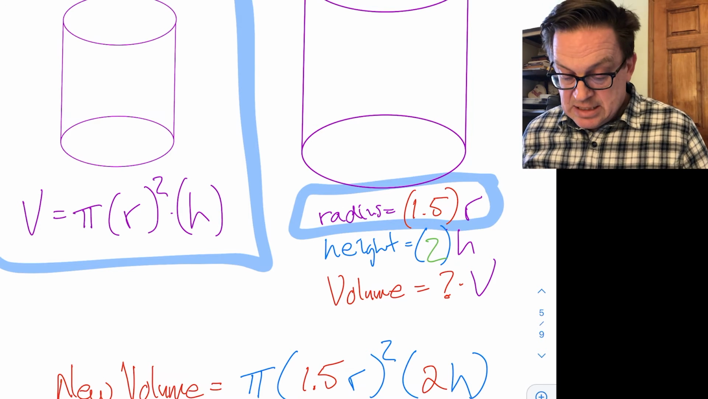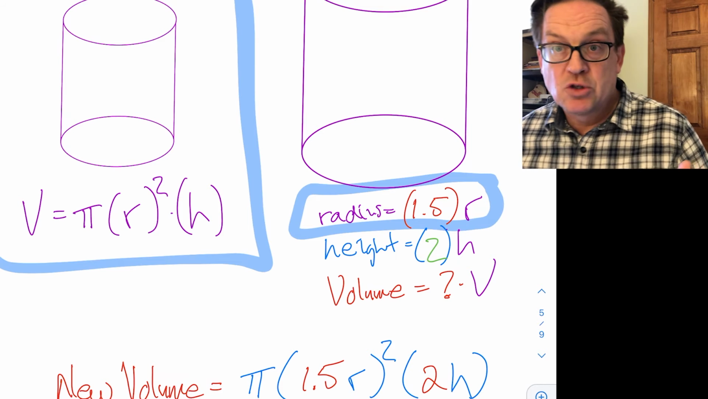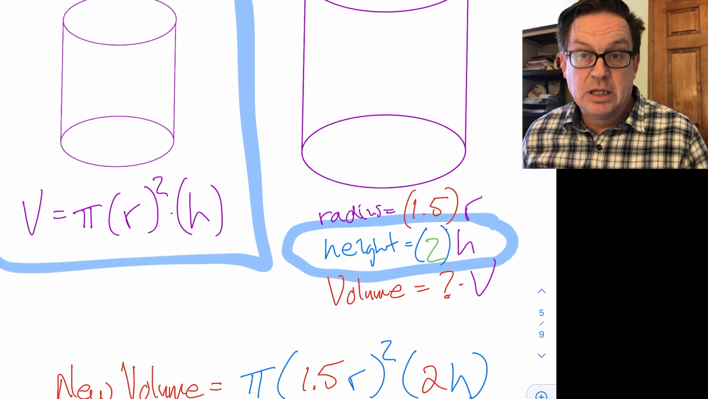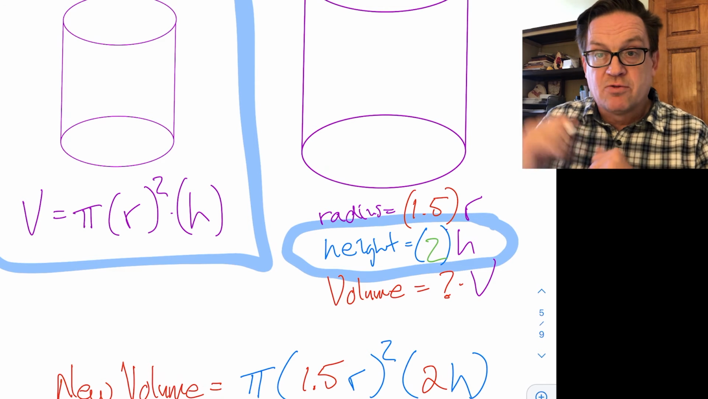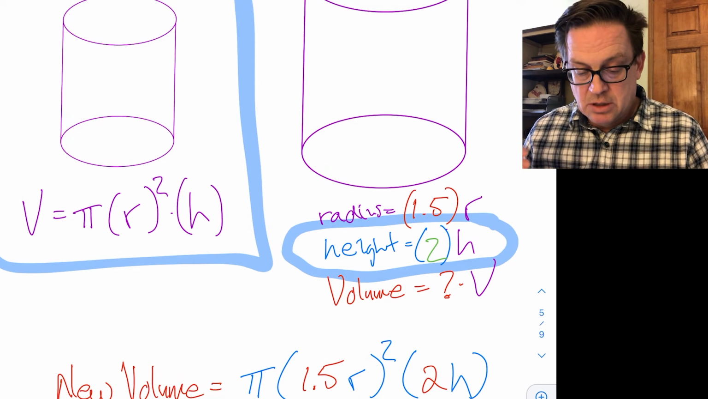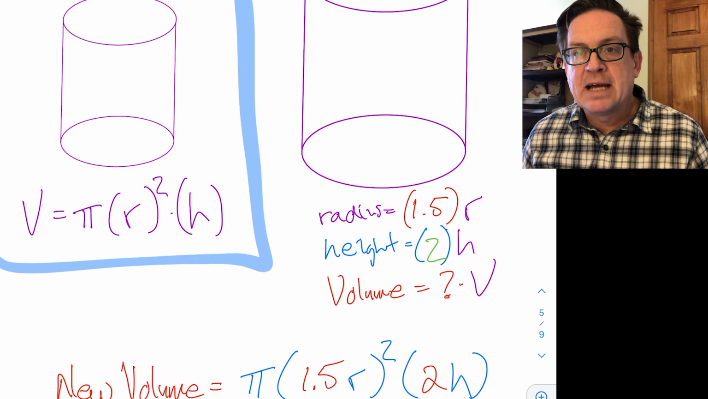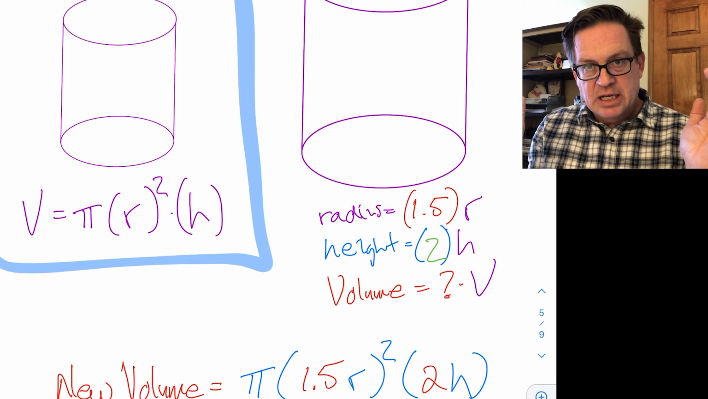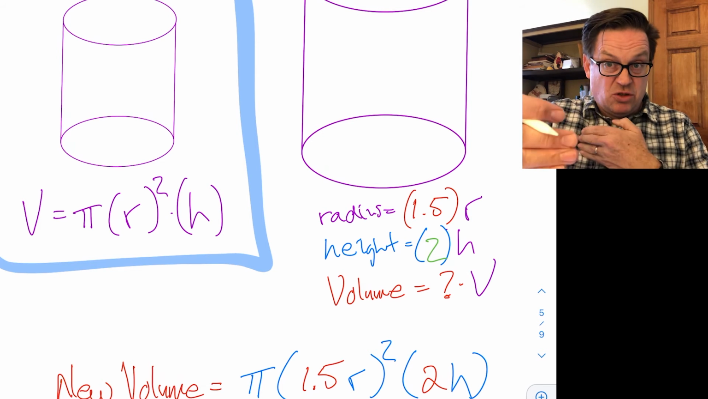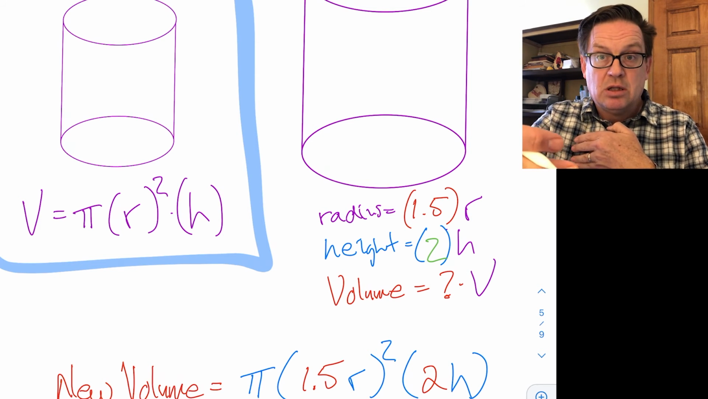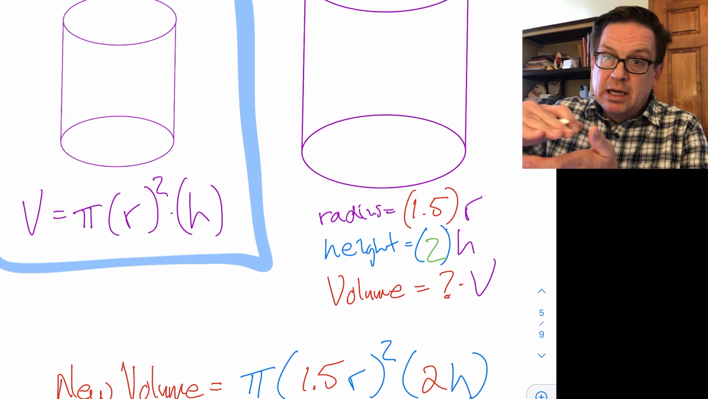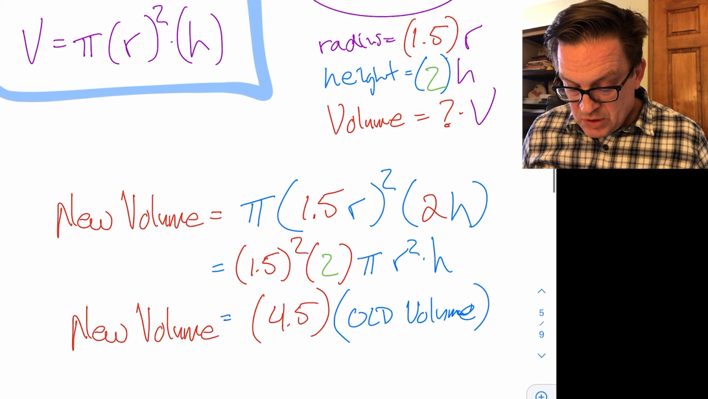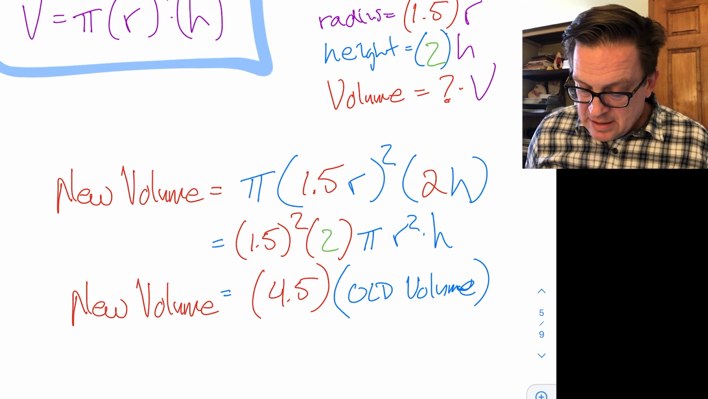So let's say in this case, my radius increased by 50%, so I multiplied by 1.5. And my height doubled in this case. So my height goes from h to 2h. How does that overall impact the volume? That's the scaling question. I scale it by a certain percentage in the radius, which is actually two directions, length and width of the base, and then I scale by a different amount in the height. Well, here's a way you can look at that.